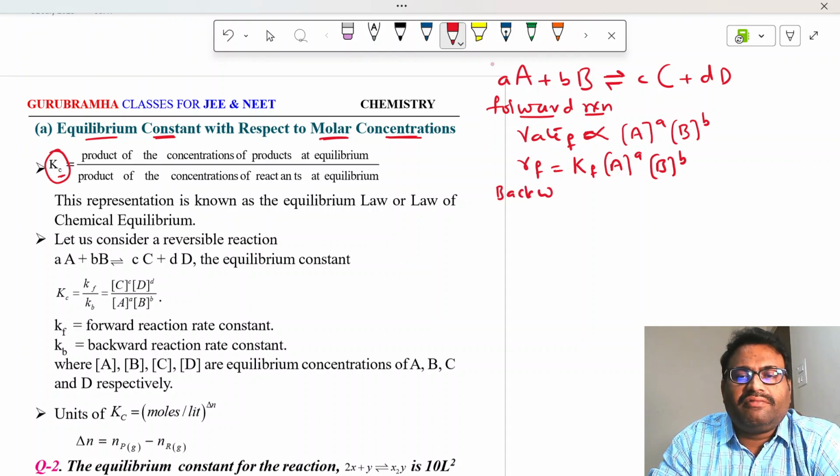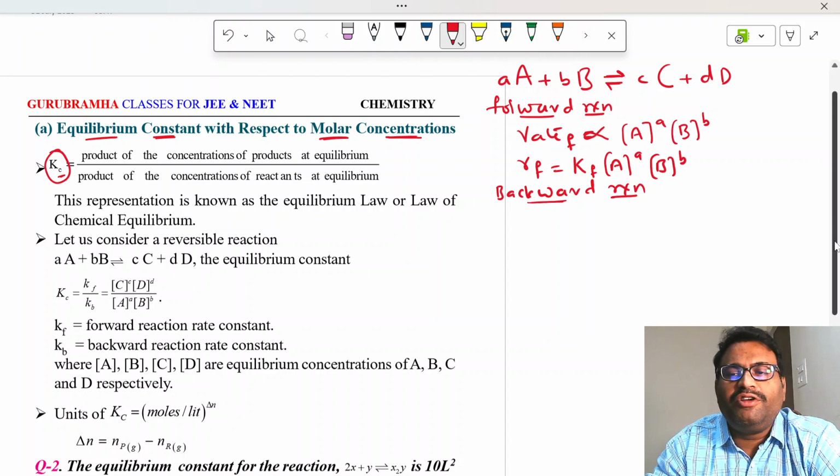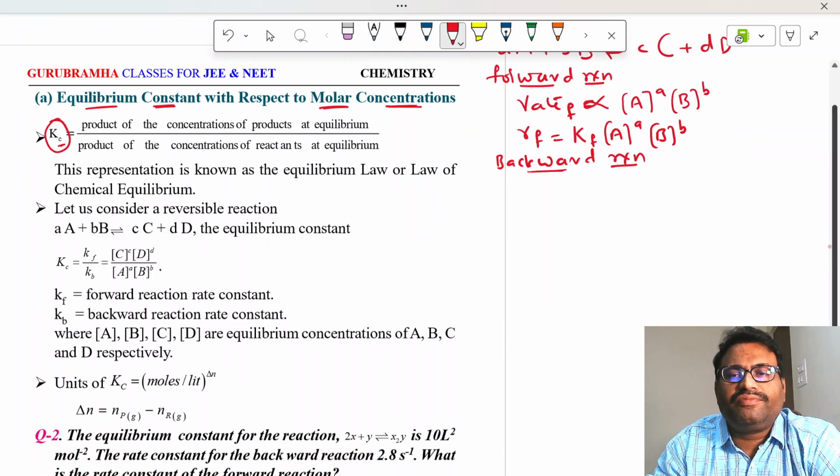Backward reaction. I am speaking about the backward reaction. Why am I speaking about it? Because for a reversible reaction, we have a backward reaction also. And in the backward reaction, which become the reactants? C and D become reactants.